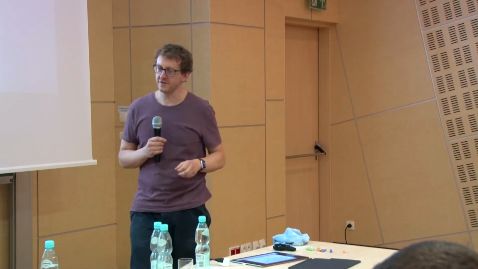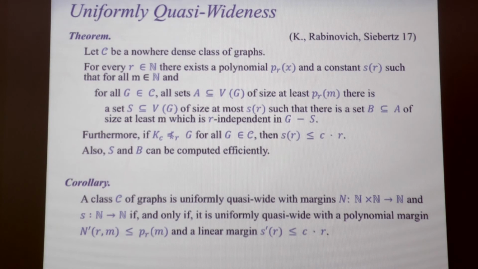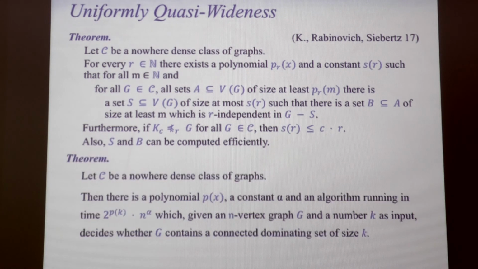And all of it can be computed very efficiently, and you can use this result and plug it into all these algorithms using uniformly quasi-wideness, and the parameter dependence goes from a manifold exponential into a polynomial. The consequence is that if you have a class of graphs which is uniformly quasi-wide, then it's uniformly quasi-wide with these polynomial margins, because it's the same as nowhere dense.